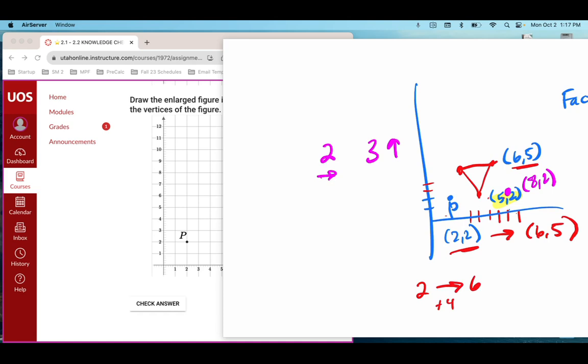So to double that, I've got to add another 4, so that would make that 10. And then we think of the same thing to go from 2 to 5. So we're going 2 up to 5. That's a plus 3. And we're going to go up 3 more, so that is 8. So my new point is going to be 10, 8.